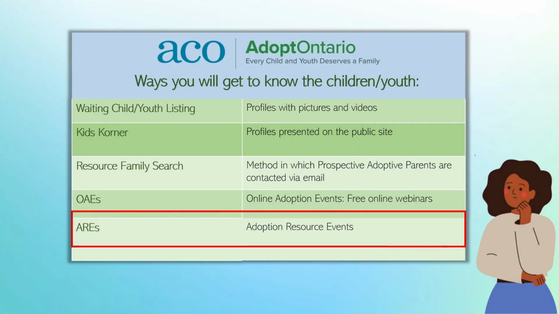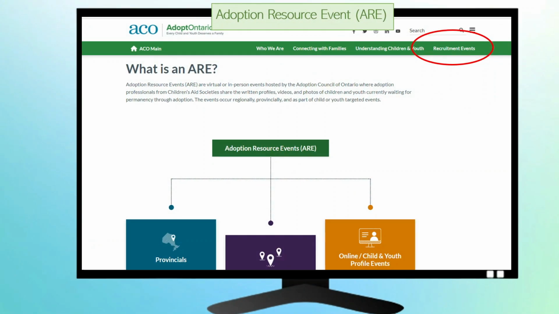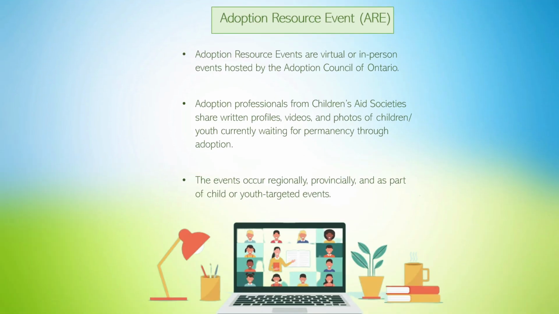Okay, last we have our ARE, which stands for Adoption Resource Event. Now you can also find information about AREs under the Recruitment Events tab. So AREs are virtual or in-person events hosted by the Adoption Council of Ontario, where adoption professionals from children's aid societies share their written profiles, videos, and photos of children and youth currently waiting for permanency through adoption. The events occur regionally, provincially, and as part of child or youth targeted events.